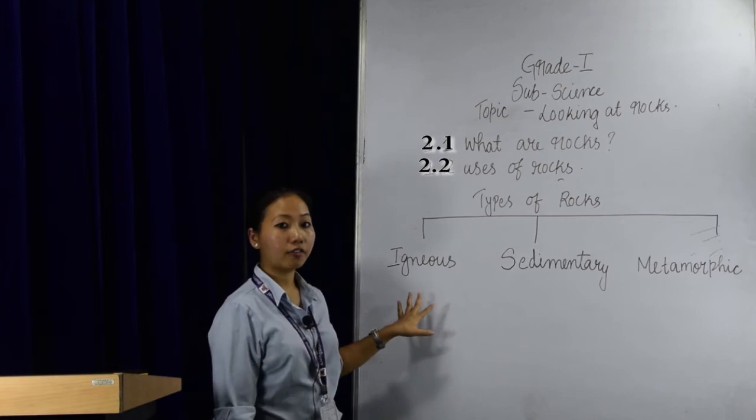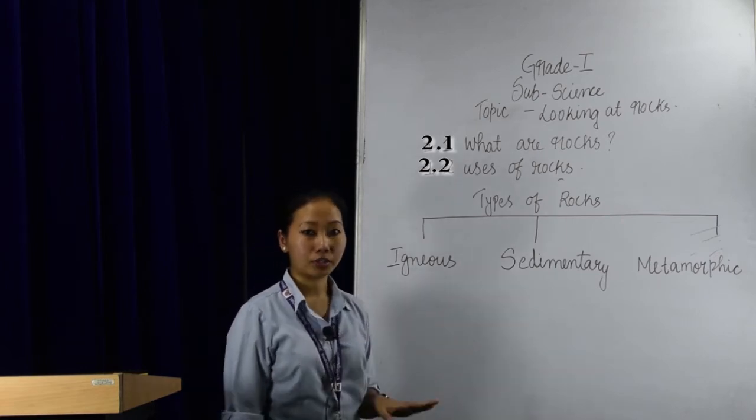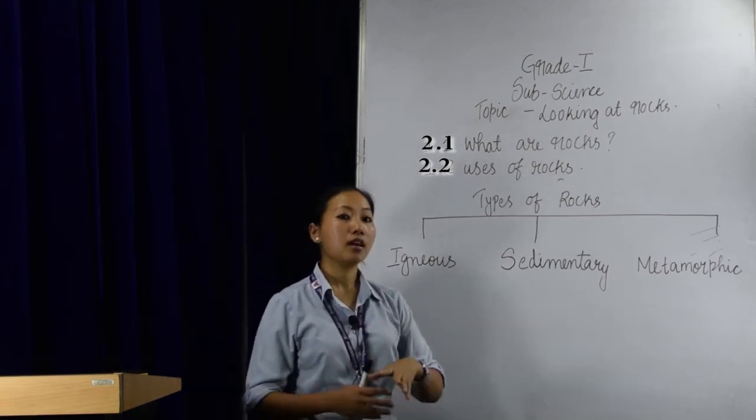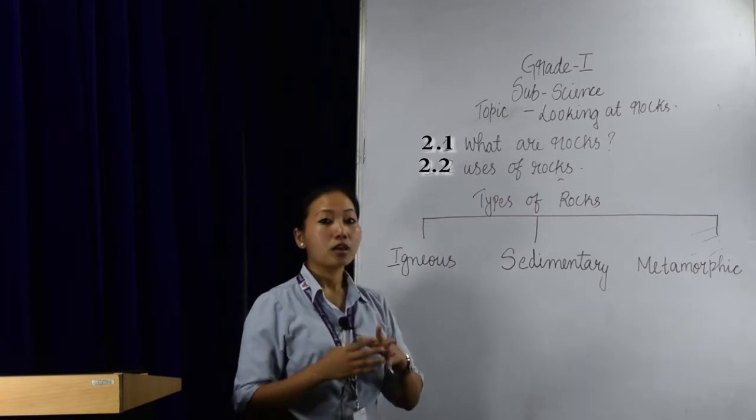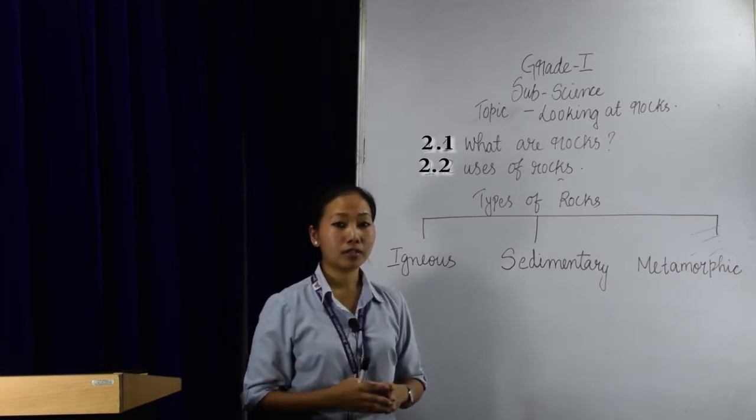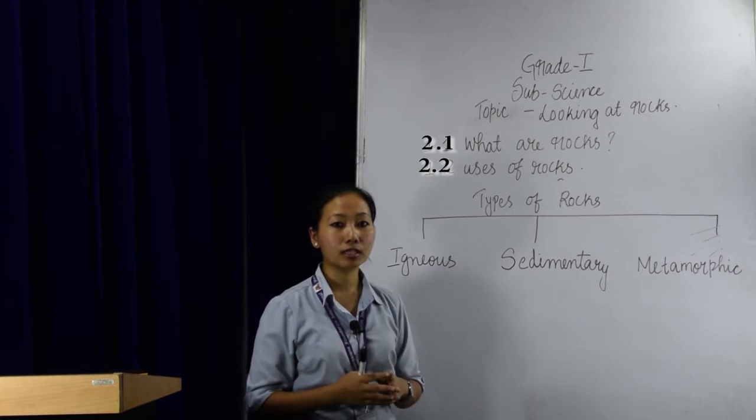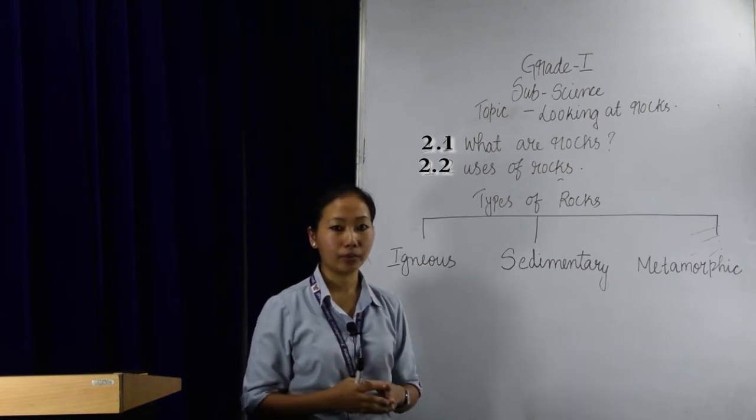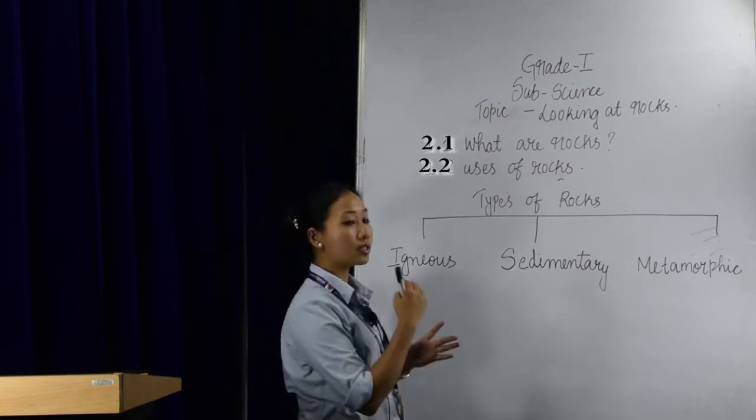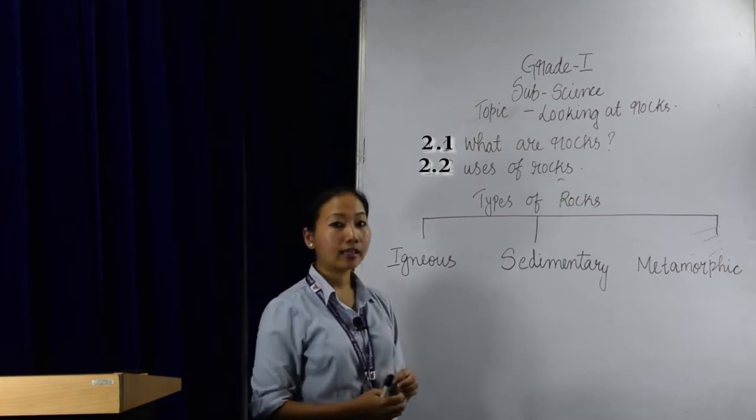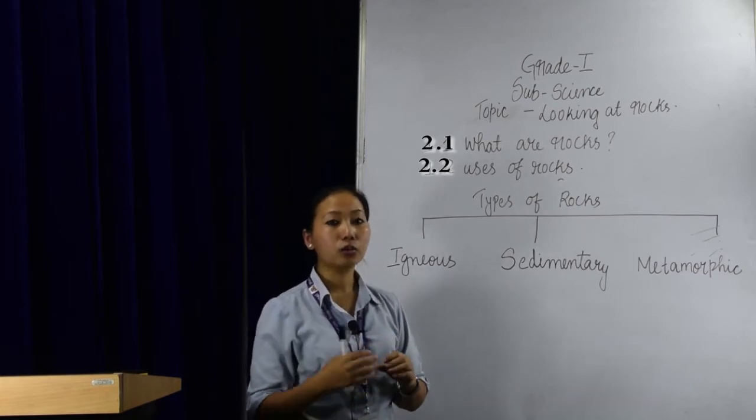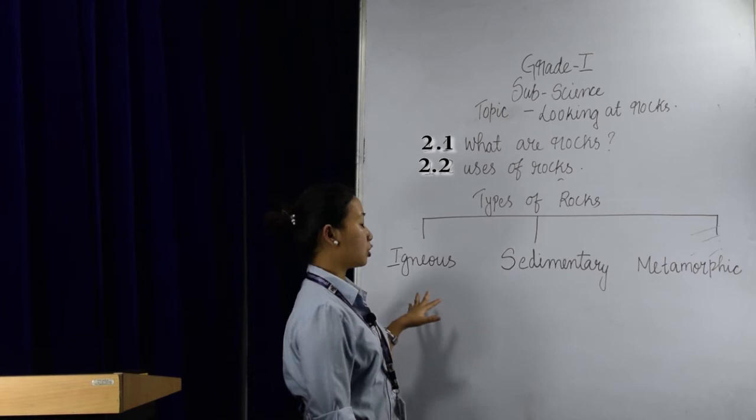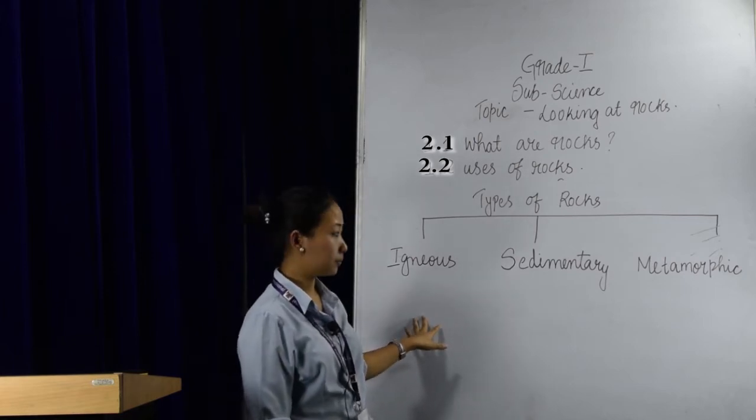Igneous rocks are formed from the volcanic eruption. Eruption means when it bursts out. So when the volcano erupts, magma, which is a molten liquid, that is a hot liquid, flows out from the mountain, and then when this lava cools down, it leads to the formation of igneous rocks.